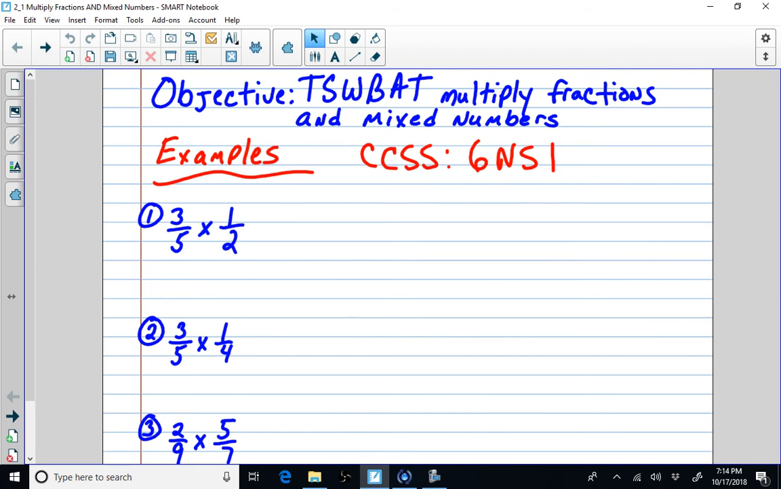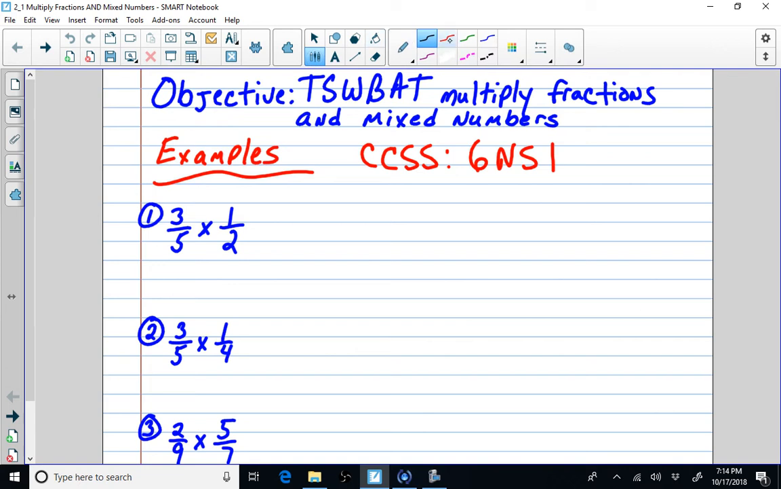Okay, our objective today is to be able to multiply fractions and mixed numbers. Now when we have a fraction, we have the numerator part and the denominator part, and we want to multiply by another fraction. When you multiply fractions, you first look to see if you can divide out. Dividing out means you simplify before you multiply.